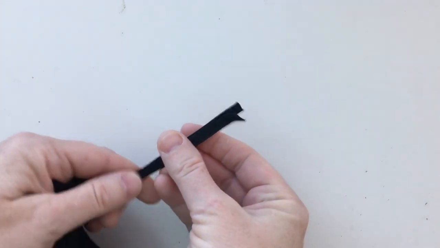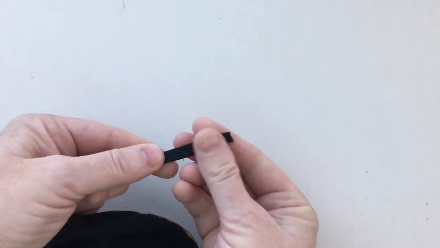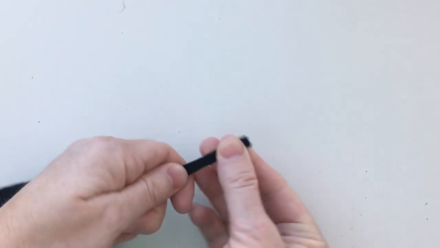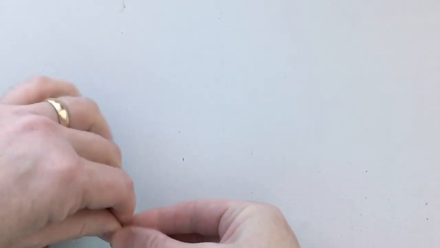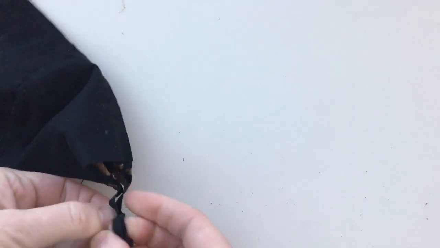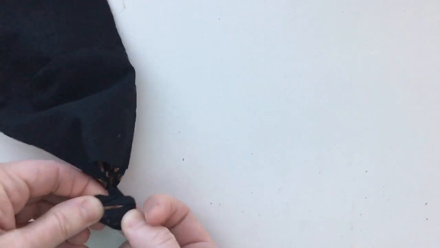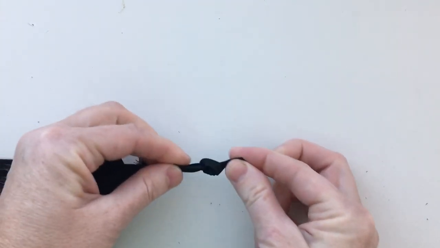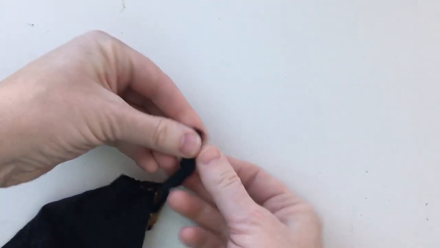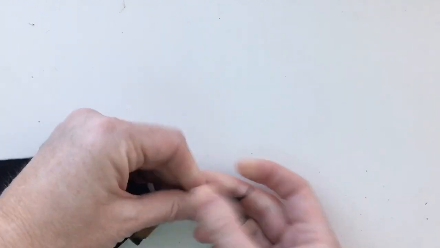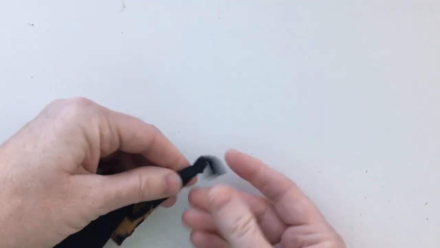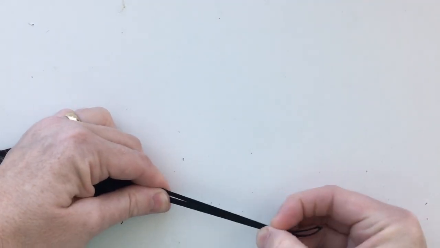So the first thing you're going to do is put these on top of each other like this, and then you're simply just going to do just a regular old knot, just like that. And then at this point, you can adjust that knot this way or this way, loosen it, tighten it, whatever you want.